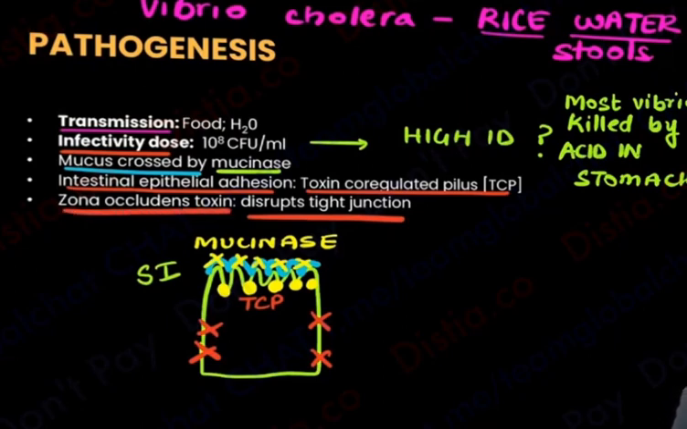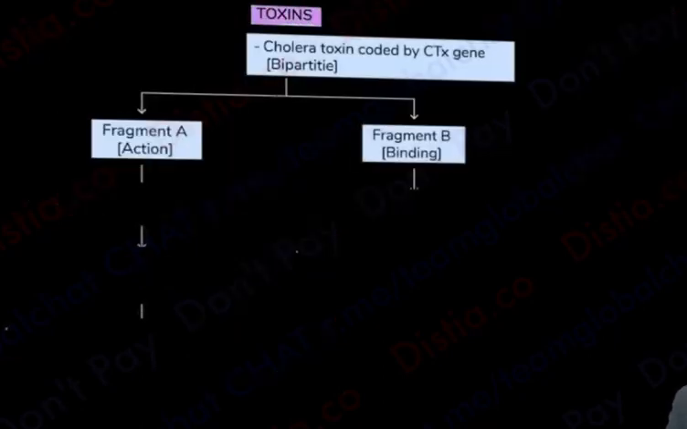So let's do a recap. Number one, if it has to cross the mucus, it has something called mucinase. Second, if it has to adhere, it has a pilus, toxin co-regulated pilus. And if it has to break the tight junction, it has a toxin for that, and that is the zona occludens toxin. So now I can take you guys into actually the toxin, the main toxin. These were all minor toxins. The main toxin is CTX. CTX stands for cholera toxin.